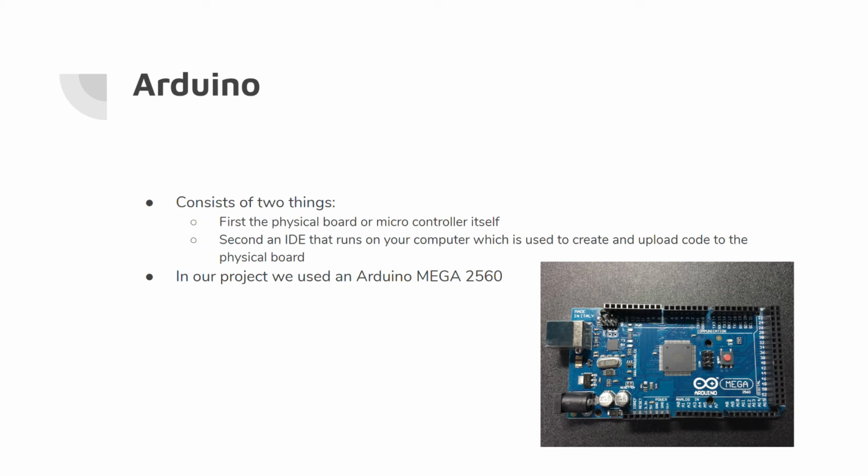Next, we used an Arduino. So Arduino consists of two things. First, it's the physical board or microcontroller itself, which is pictured in the bottom right. Secondly, it's an IDE that runs on your computer, which is used to create and upload code to the physical board. So for our team, the code that we wrote was done on a local desktop computer, and then using the IDE, we uploaded it to the Arduino board, which then runs it. For our project, we used an Arduino Mega 2560.